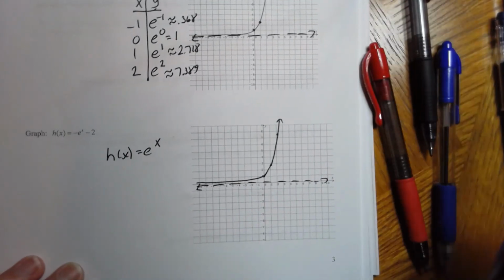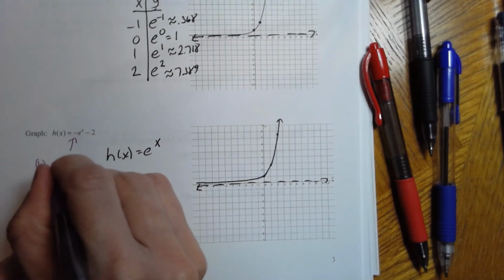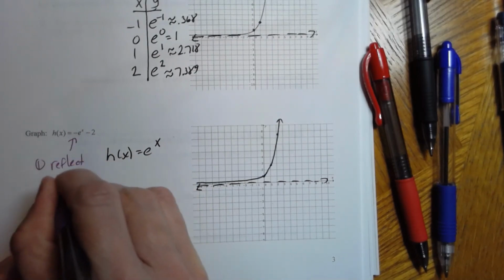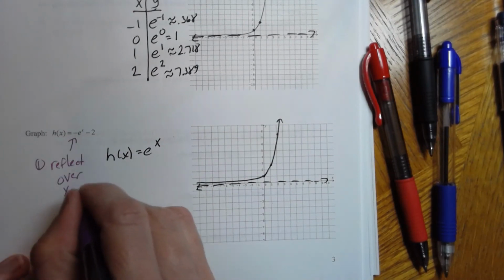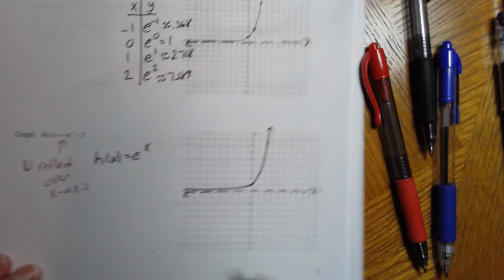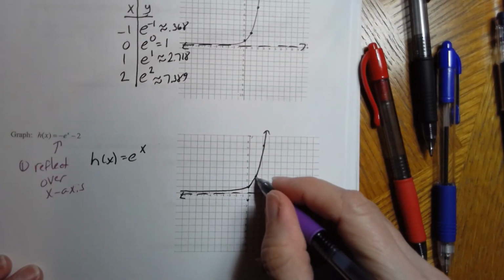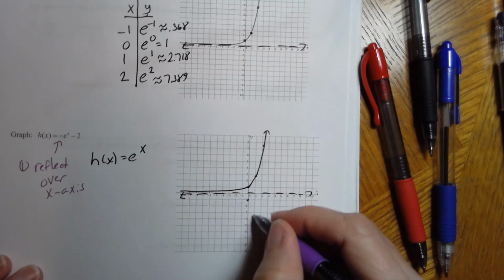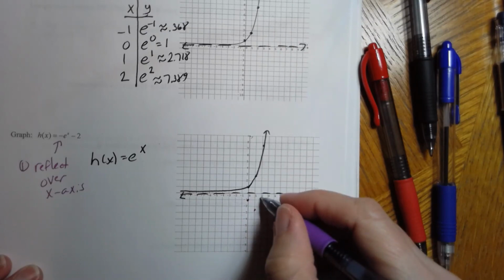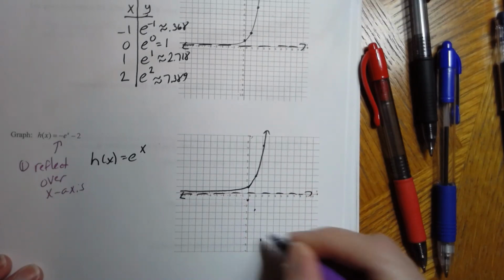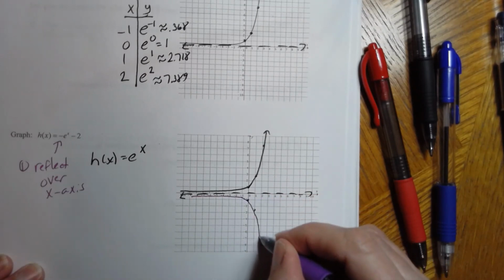So what are the steps that are going to happen? Well, the first step is the negative, and so that is going to be a reflection. So reflect over, and that's going to be on the outside, so it's messing with the y's, so it flips over the x. So this point was 0, 1, so flip it down. This point was 1, 2.7, so we're going to go 1, negative 2.7. This is 2, 7.3, so 2, negative 7.3. So just with the negative, which flips it over the x-axis, now my graph does that.